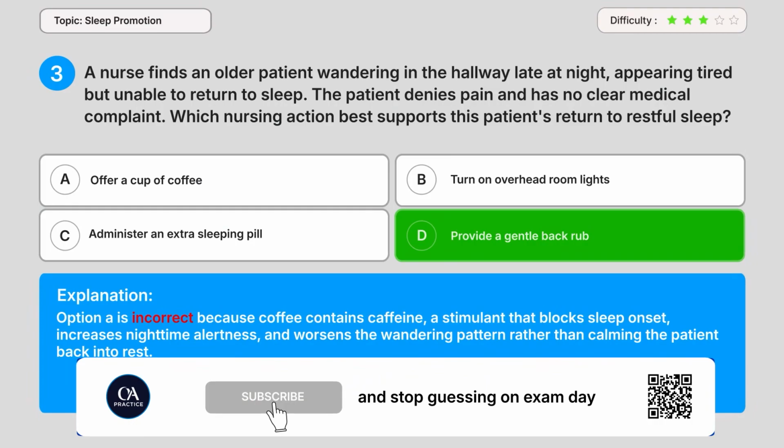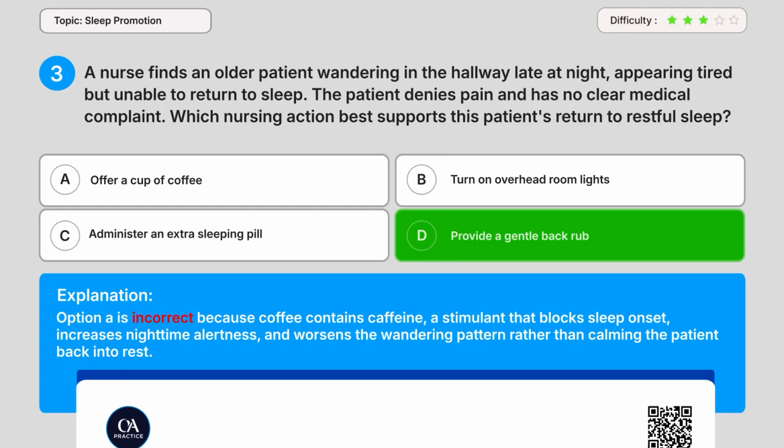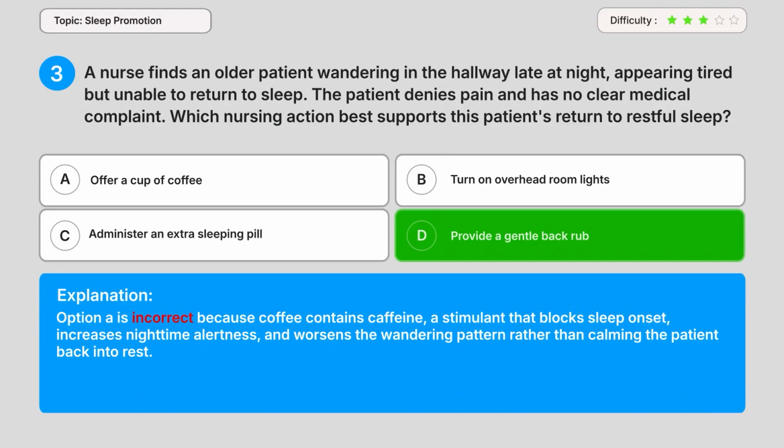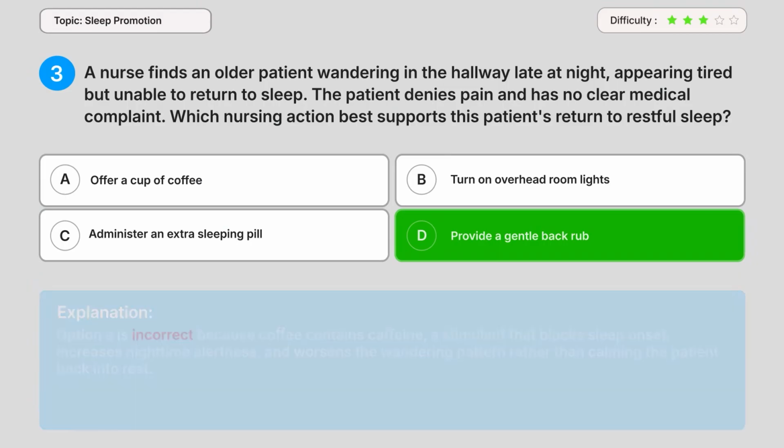Option A is incorrect, because coffee contains caffeine, a stimulant that blocks sleep onset, increases nighttime alertness, and worsens the wandering pattern rather than calming the patient back into rest.